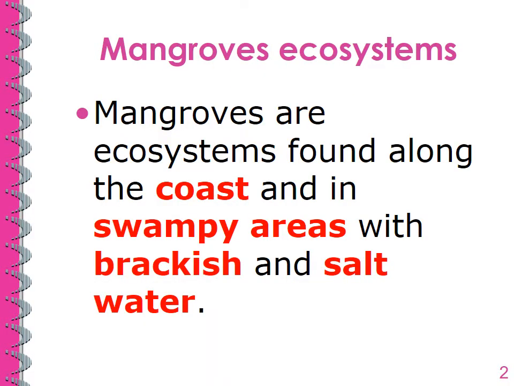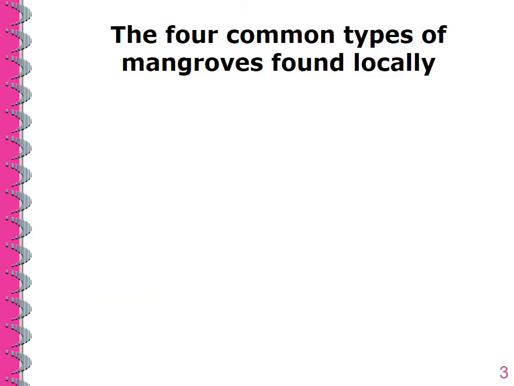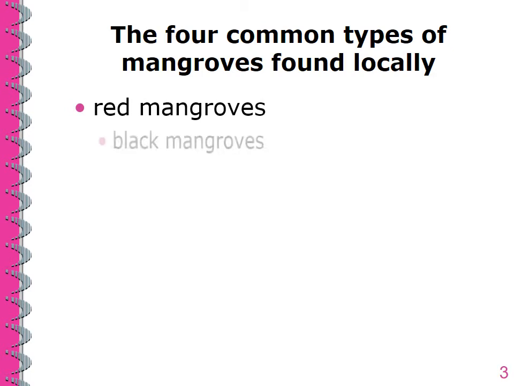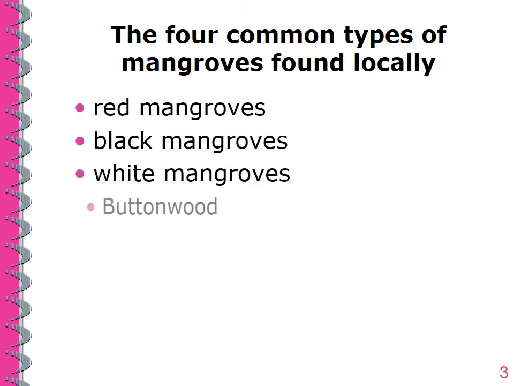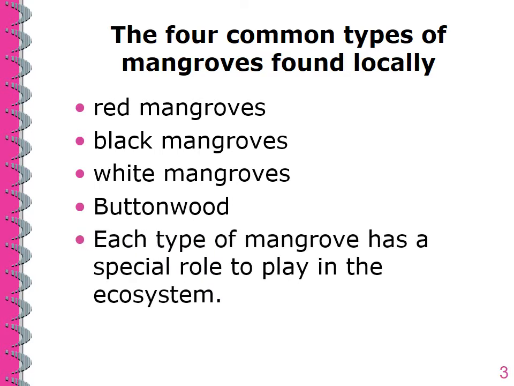Mangroves are ecosystems found along the coast and in swampy areas with brackish and salt water. The four common types of mangroves found locally are red mangroves, black mangroves, white mangroves, and buttonwood. Each type of mangrove has a special role to play in the ecosystem.